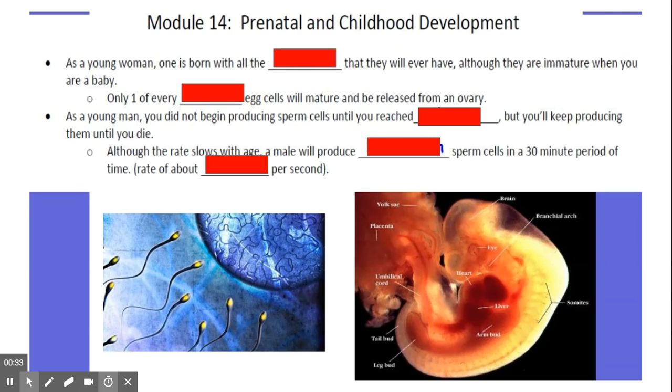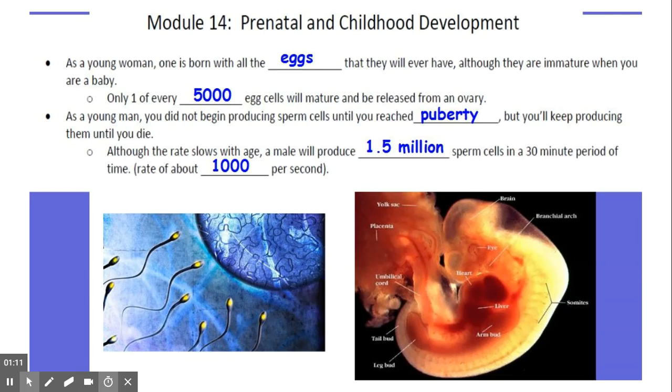As a young woman, one is born with all the eggs that they will ever have, although they may be immature when you're a baby. Only one out of every 5,000 eggs will mature to be released from the ovary. As a young man, you did not begin producing sperm until you reach puberty, but you'll continue producing sperm until you die. Although the rate slows with age, a male will produce somewhere around 1.5 million sperm cells in a 30-minute period of time. That's the rate of roughly 1,000 per second.